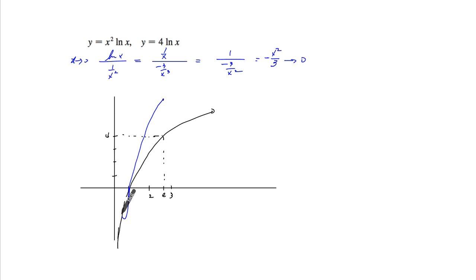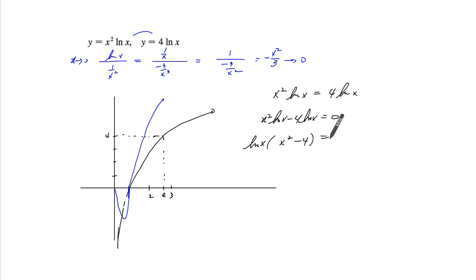But at some point, it's going to come back up. So it looks like it's this area right here. Let's investigate where they intersect. For that, we just make the two functions equal to each other, bring everything over to one side, and factor out ln of x. And we get x is equal to 1, 2, and negative 2.